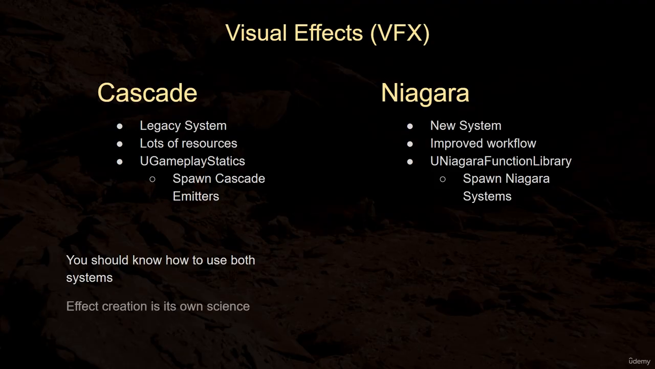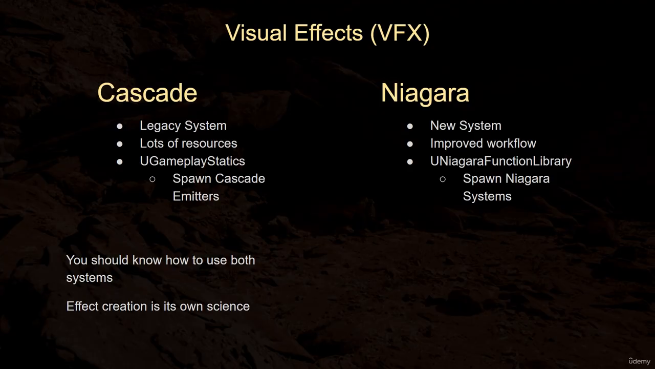Now, the creation of visual effects is its own science. It's kind of like creating other art assets, such as meshes and environments and characters and animations. It's really its own skill that people have developed in order to create these beautiful particle effects systems for our games. So we're going to learn how to use both of these systems when spawning effects in our game. And we're going to start by spawning some blood particles when we hit the enemy. And if you know how to spawn effects of both systems, then you're more versatile and you have more options as you're searching for assets, say on the Epic Games Marketplace, for example.